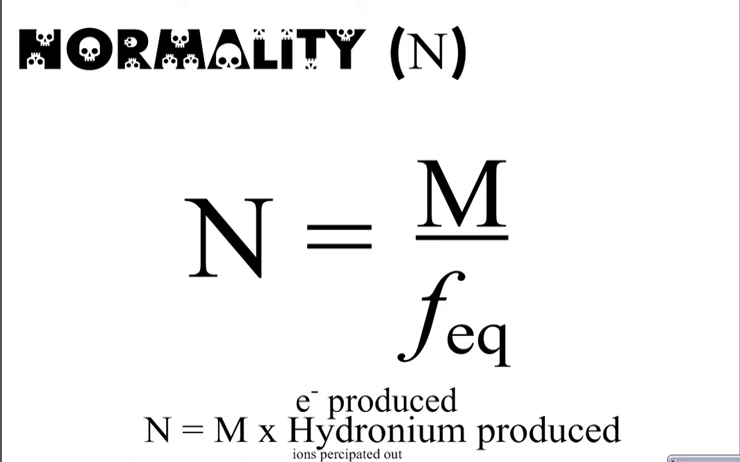It can also be used in electrochemistry, where the equivalency factor is 1 over the number of electrons, or also in precipitation reactions, it's the 1 over the number of ions produced. That's the hard way of doing it. Normality is really just the molarity times the number of electrons produced or the number of ions produced.